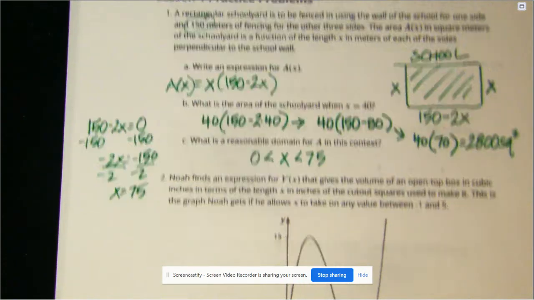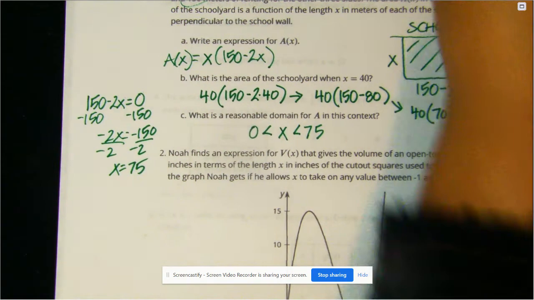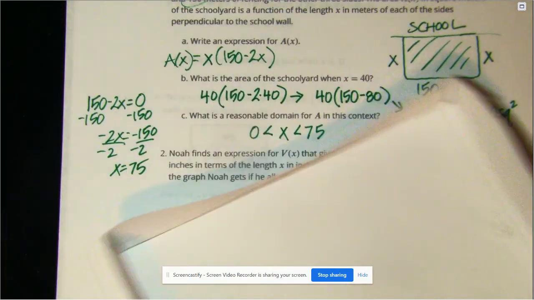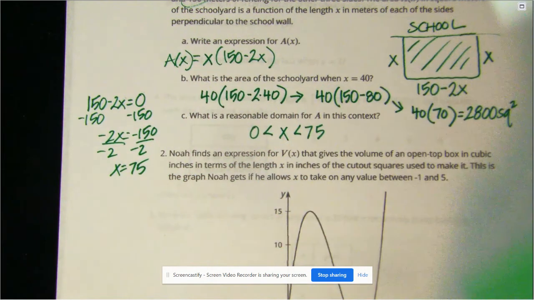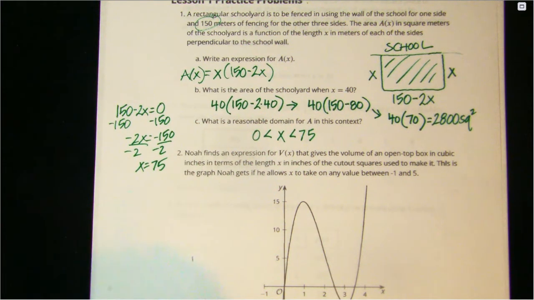Number 2, Noah finds an expression V of x that gives the volume of an open-top box. Remember the problem if you watched my other video. Here's the box, in cubic inches, in terms of the length x in inches of the cutout squares used to make it. This is the graph Noah gets. So remember when we typed this in, if you watched me do the lesson, if you go to Desmos and type in the expression, this is what Desmos shows.